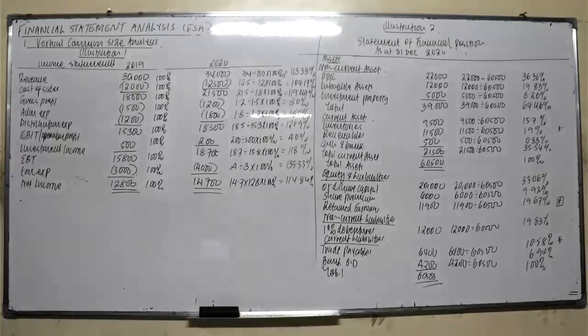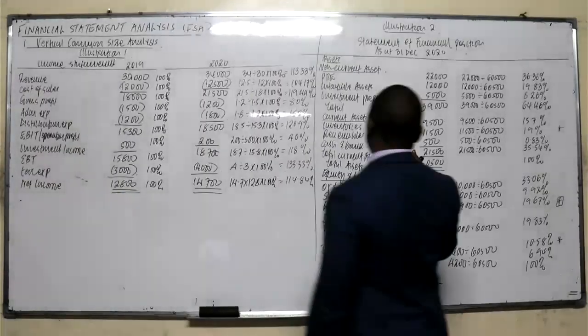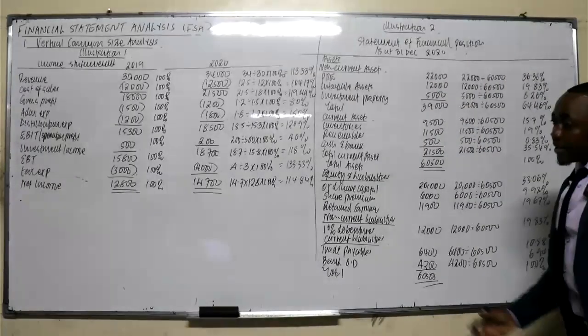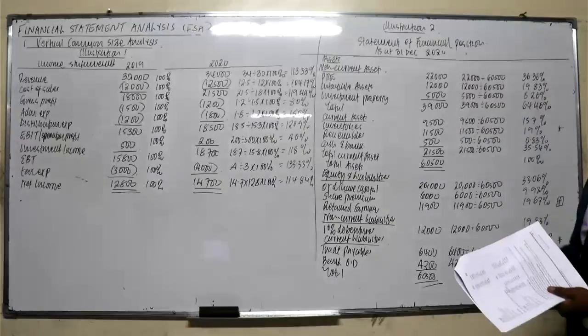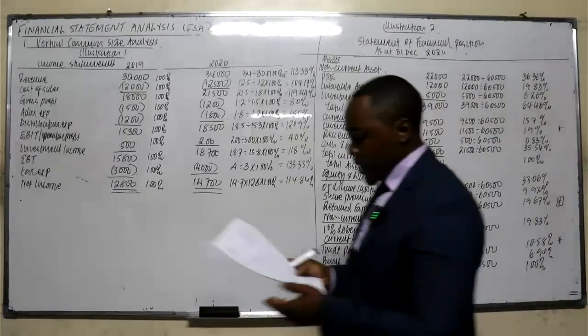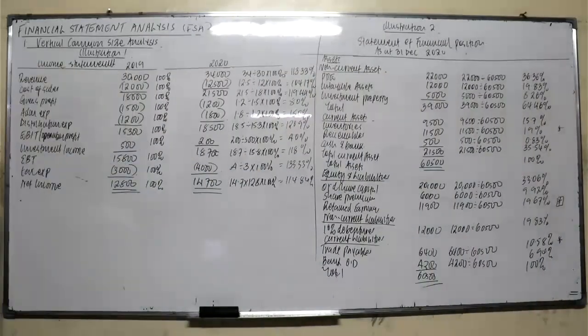The same will be applicable to the statement of financial position, whereby you get a base year, then you express the other year as a percentage of the base year. Good. Take a 1 minute break, then we come and discuss the second method.